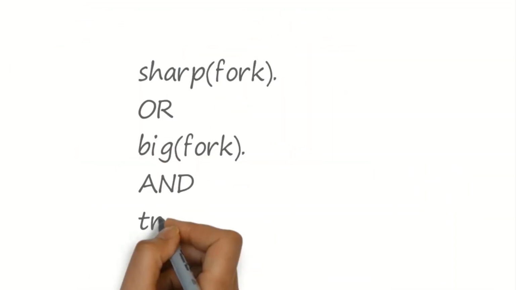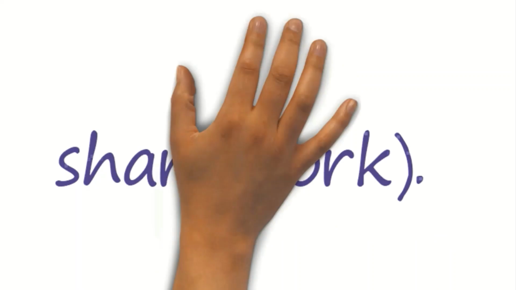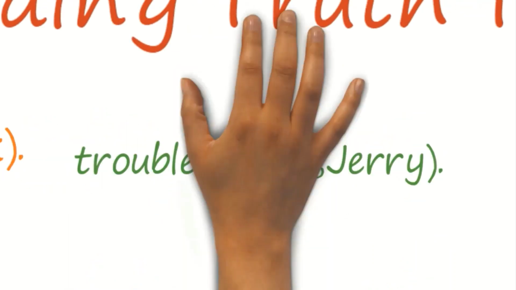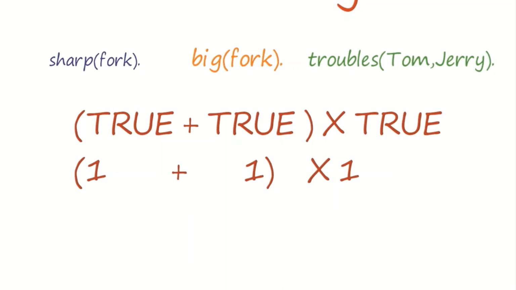So here is the representation. Now let's create a truth table by considering all the possible situations. Case 1. If the fork is sharp or the fork is big and Tom troubles Jerry, then the output of the truth table will be 2, a positive number which is more than 1.